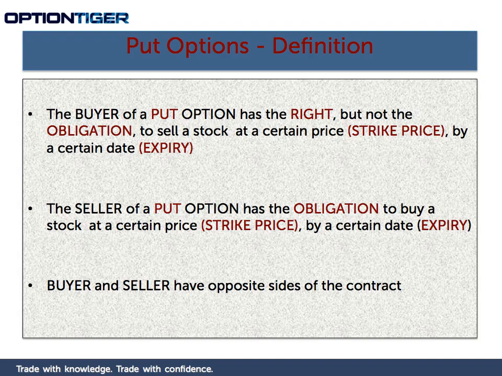Because if you don't have this complementary relationship between the two parties, then the contract cannot be satisfied. So if one person has the right, the other person must have the obligation. And of course, all other parameters remain the same: the stock has to be the same stock, the strike price has to be the same strike price, and the expiry date also has to be the same date. So buyer and seller have opposite sides of the contract even in put options, which is no different from what we saw in call options.